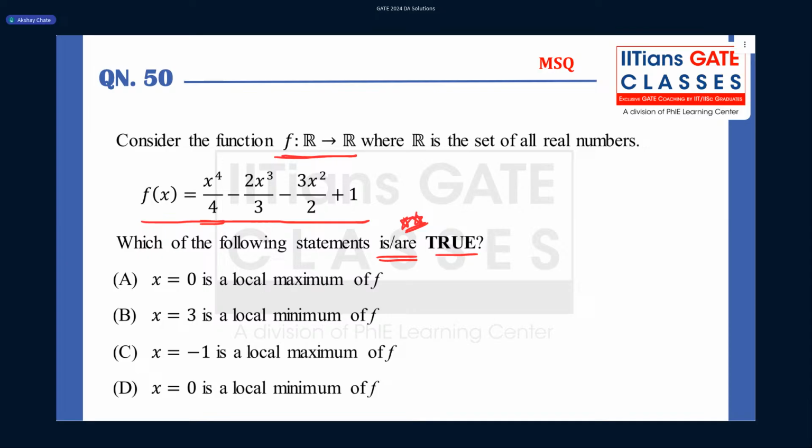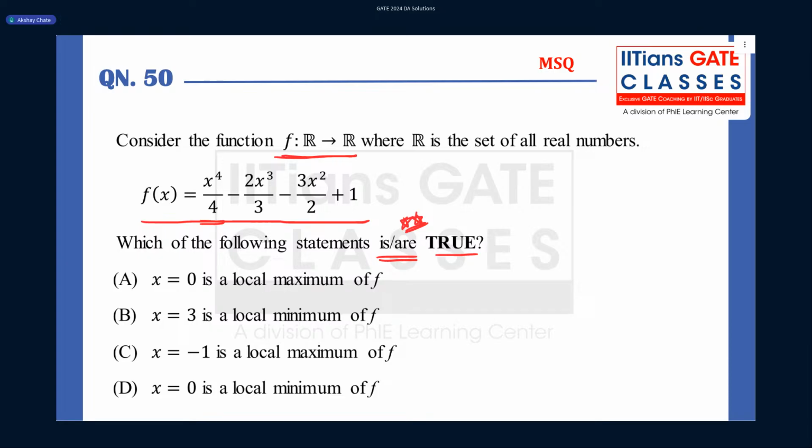Dinesh sir, am I audible? I was disconnected in between because of some network. Yes, you are audible. It is a MSQ question, multiple select. Okay, okay, okay.